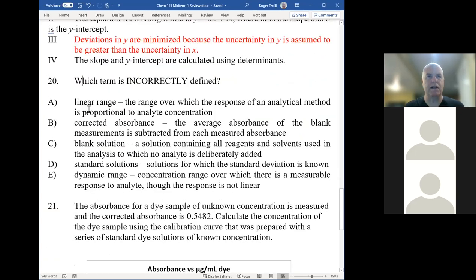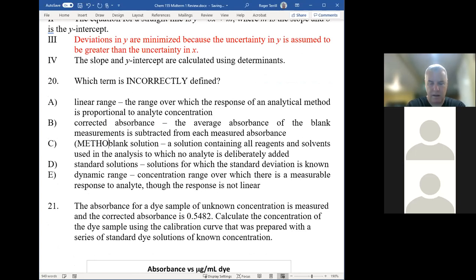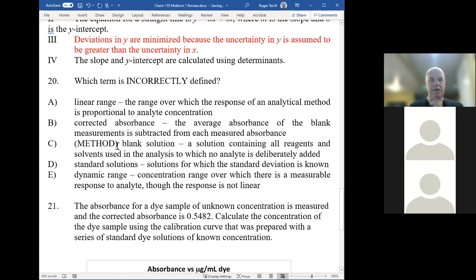Which term is incorrectly defined? Oh, geez. Linear range. Yeah, that's true. Correction absorbance. That's true. Blank: a solution containing all reagents and solvents used in the analysis to which no analyte is deliberately added. This would be a method blank. Standard solutions. Let me put method here. Standard solutions. This is not true.